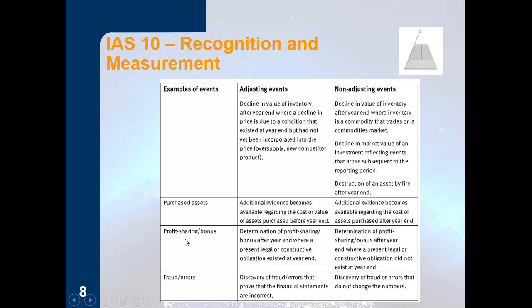Let's say the company has a profit sharing or bonus structure. Determination of the profit sharing or the bonus amount after year end where a legal or constructive obligation existed at year end, so we would make an adjustment in this case. If the determination of the profit sharing or bonus after the year end where there was not a legal or constructive obligation, then we would not make any adjustment. If fraud is discovered or errors that prove the financial statements are incorrect, we would make an adjustment there. If the discovery of fraud or errors that did not change the numbers, we would make no adjustment.